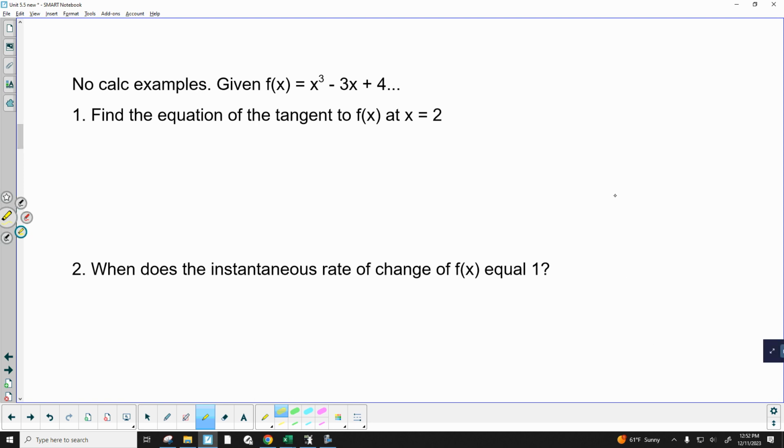You get y minus 6 equals 9, x minus 2. You should get x equals plus or minus 2 over root 3. If you don't know how to get either of these questions, that's concerning. We need to do some work.